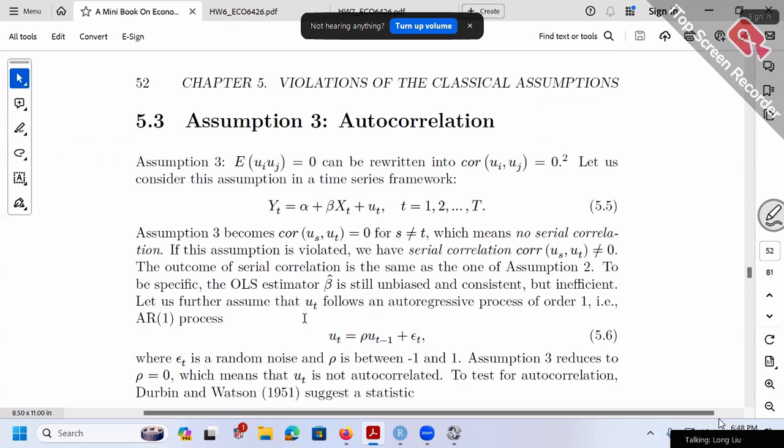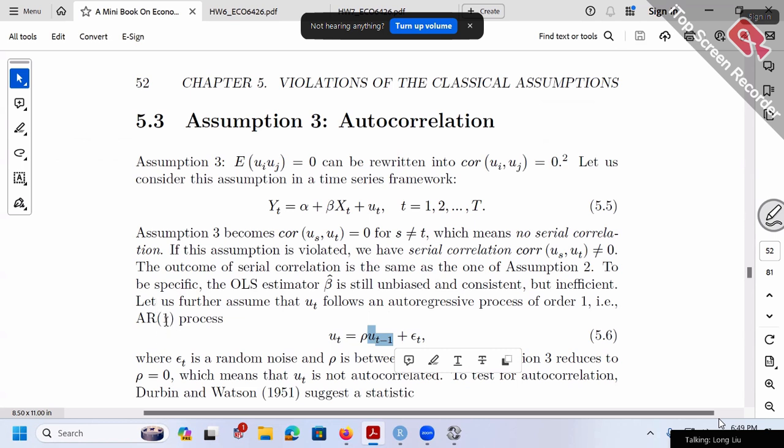What's AR1? A stands for auto. Auto means itself. See, Ut and Ut minus one, both sides of this equation, they are the variable U itself, right? That's why we call it auto. The R stands for regressive, because this equation looks as if Ut is a regression over Ut minus one, right? That's why we call it autoregressive, AR in short.